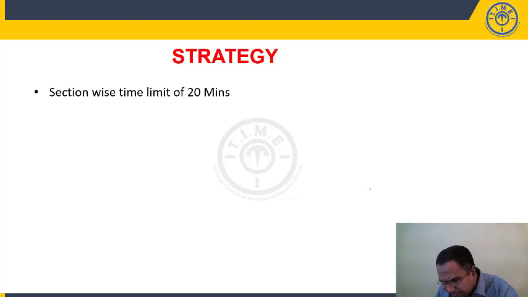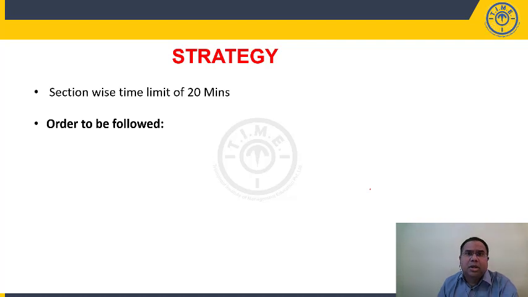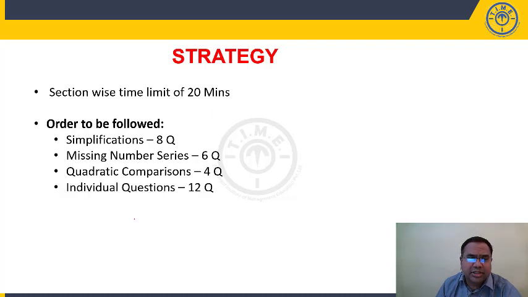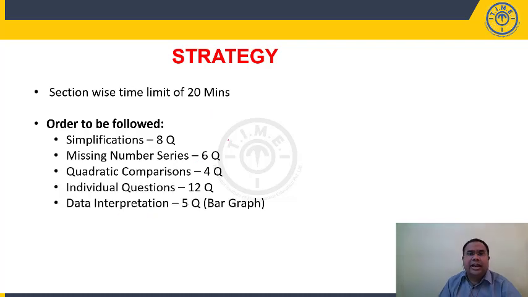Now let us look at what this paper has. In this paper, each section is separately timed. For quantitative aptitude or numerical ability, you have 20 minutes. If you see here, you have 8 questions of simplifications. It is always advisable to start with simplifications because those are easy to crack and scoring areas. Then missing number series, about 6 questions. Then quadratic comparisons, 4 questions. Individual questions, 12 questions. And data interpretation, we have only one set of 5 questions, bar graphs.